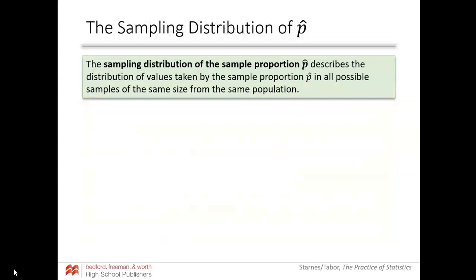Starting with vocab, which is really important: we have a sampling distribution of the sample proportion p hat. It's the distribution of all the values taken by the sample proportion p hat in all possible samples of the same size.